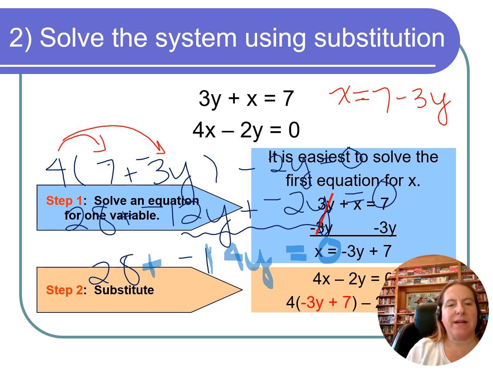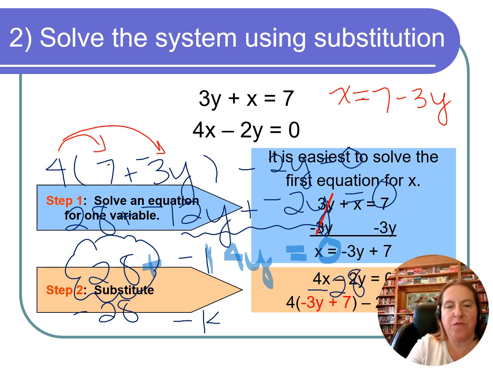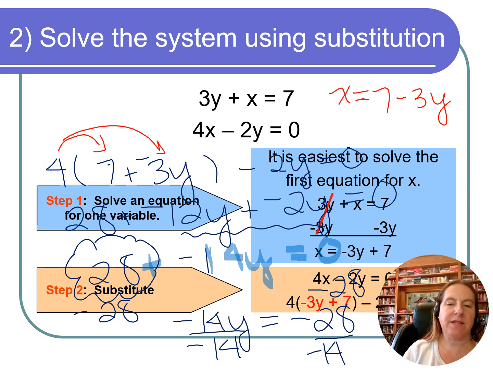I need to get y by itself. Well, that 28 is added to it. So I'm going to subtract 28 from both sides. Okay, pay attention to what we have on the left. There still was a negative. So that's negative 14y equals negative 28. Divide both sides by negative 14. Negative 28 divided by negative 14. That tells us that y is equal to 2.